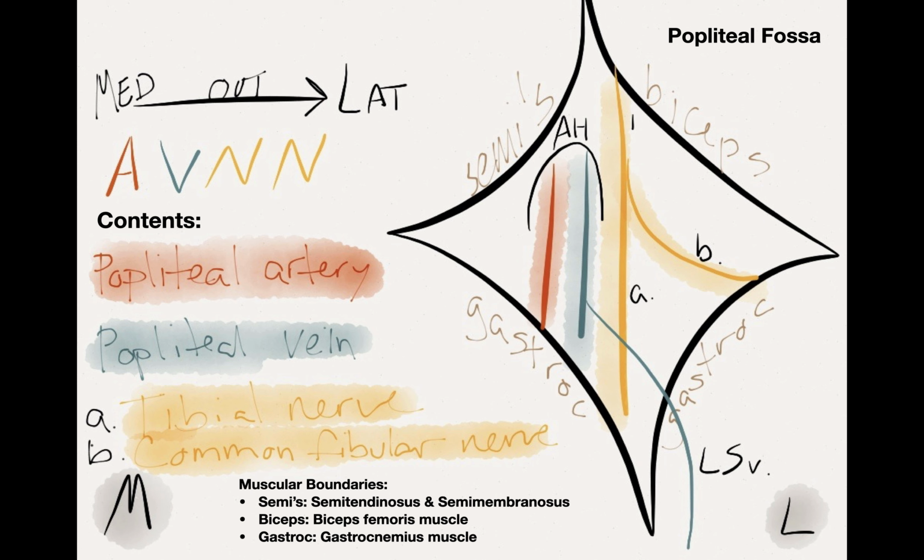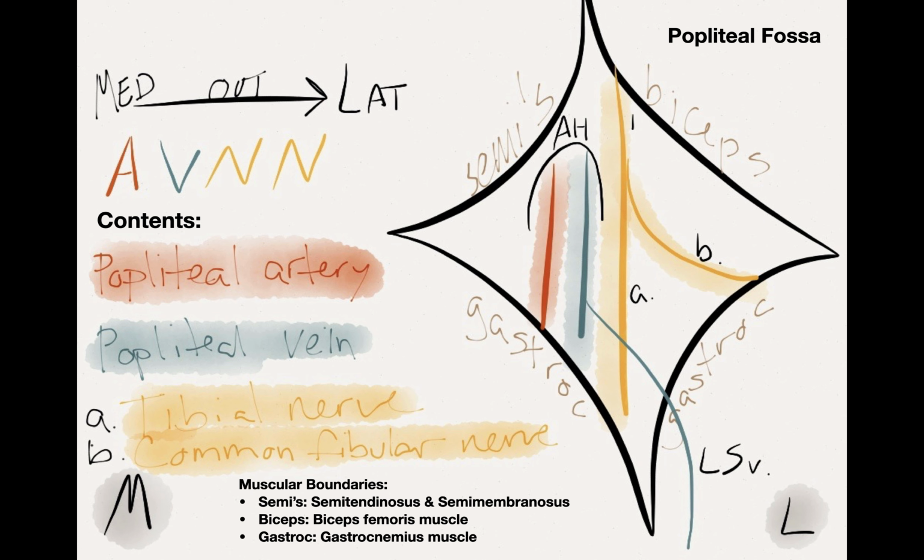The contents here are the popliteal artery in red, popliteal vein in blue, and then the two nerves, tibial nerve and common fibular nerve. They branched off of sciatic. Number one, they're a sciatic, and the lowercase a is tibial nerve. Notice it's a bit more medial compared to the common fibular nerve, which would be the most lateral content of the popliteal fossa. A key observation here is the artery instead of the vein is the most medial structure.